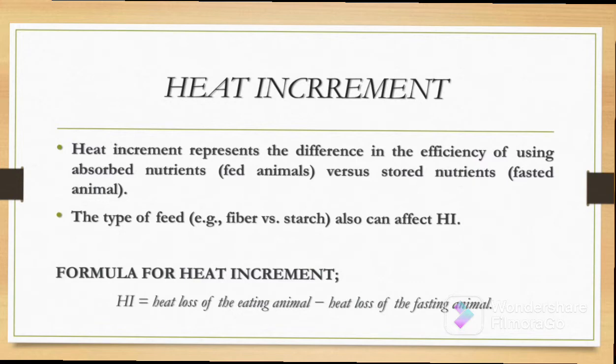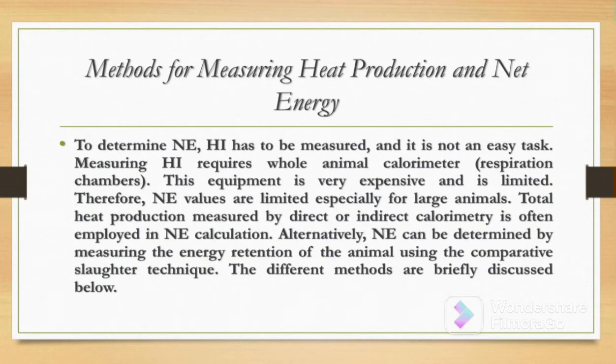The formula for getting heat increment is HI equals the heat loss of the eating animals minus the heat loss of the fasting animal. Now, we have the methods for measuring heat production and net energy. To determine the NE, or the net energy, HI has to be measured first, and it is not an easy task. Measuring HI requires whole animal calorimeter, respiration chambers. This equipment is very expensive and is limited. Therefore, NE values are limited, especially for large animals.